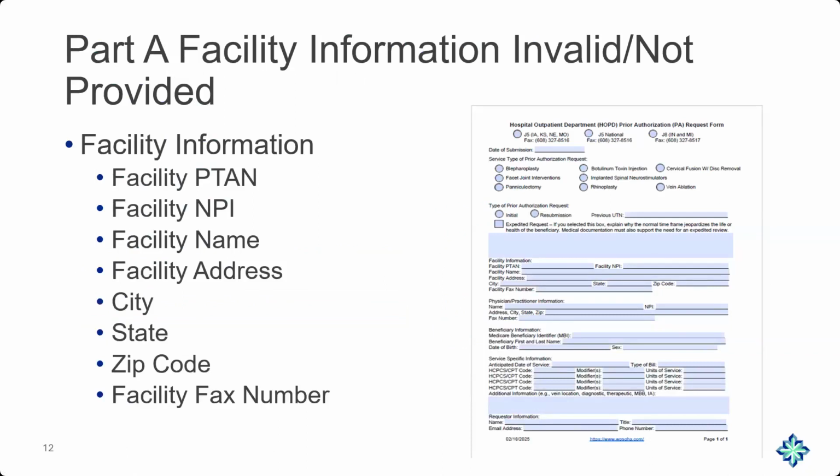Now, since we had 3 different rejections that were related to Part A information either being invalid or missing, I grouped these together. Since the portal auto-populates much of that information, I wanted to include some information about filling out the paper form, which you can see here on the right. We do get requests sent through fax, so this paper form would be an option. This is actually a link to our website, so let's go take a look at that.